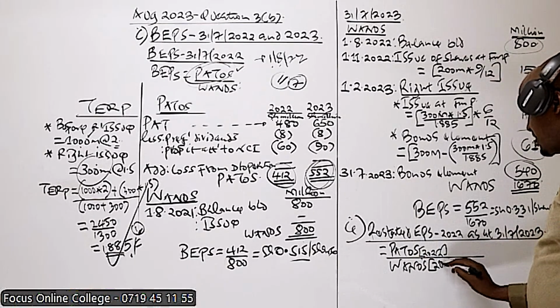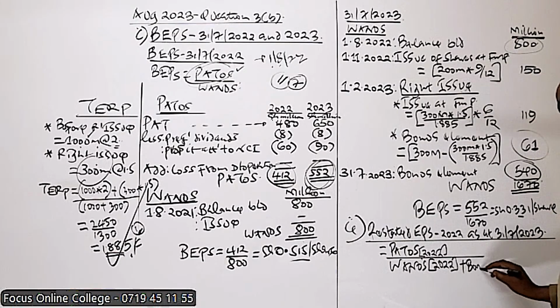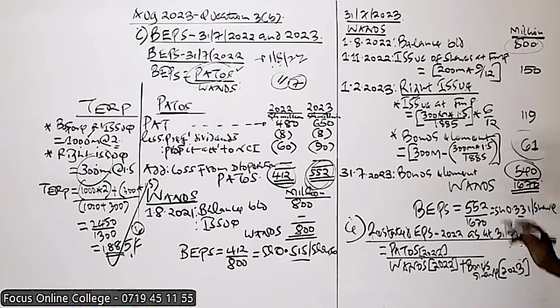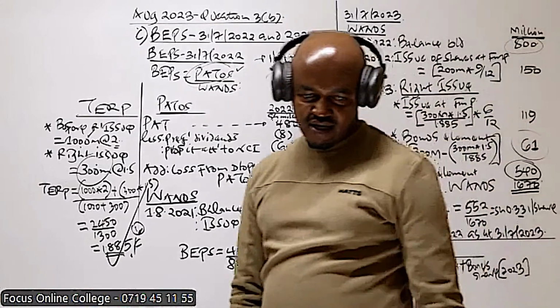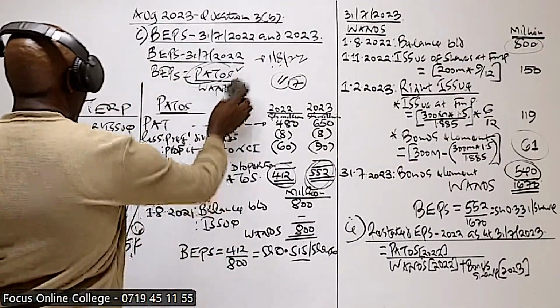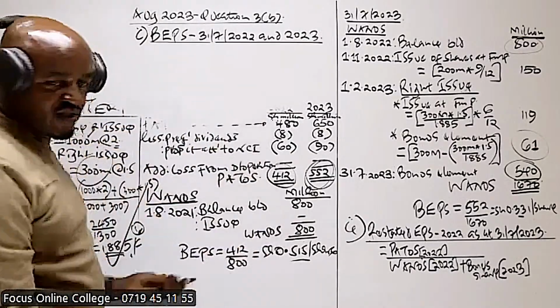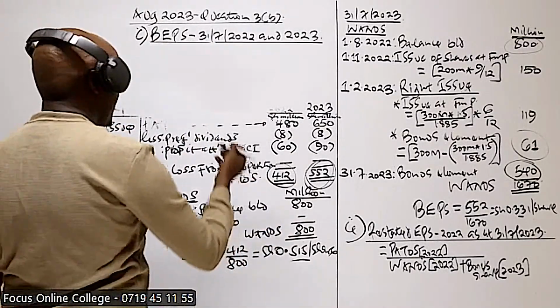Also for 2022. And to this, we add the bonus shares, which were issued during the current year, that is 2023. So if you have that formula, then it becomes very, very simple. The question becomes very, very simple, because we have all the figures now, provided you can remember that.